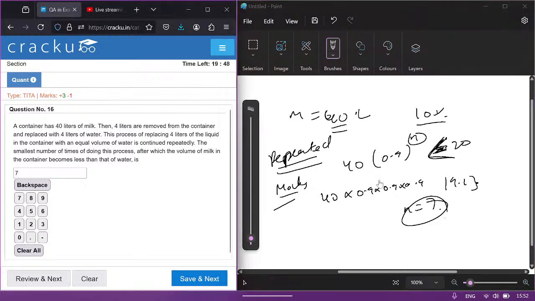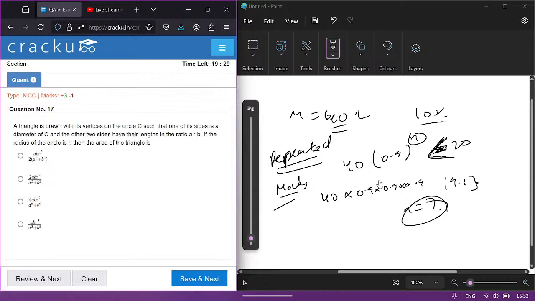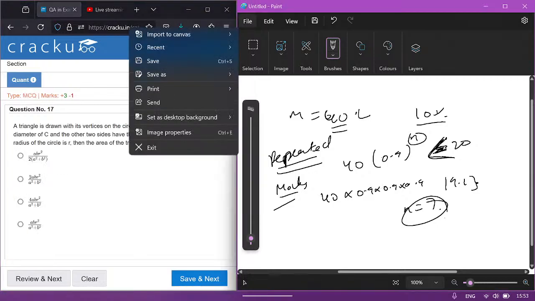Let me just re-verify the question. It is asking number of, this is what it is asking. Yeah, it should be 7. Right. You calculated right.